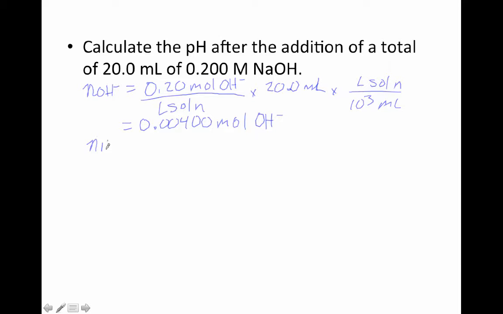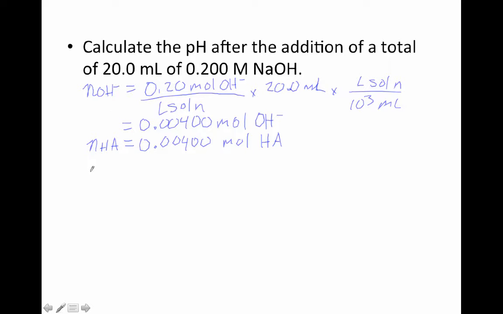We can compare this to the moles of benzoic acid that were in the flask at the beginning of the titration, which was also 0.00400 moles of benzoic acid. The fact that these two moles are equal means that we are at the equivalence point in this titration. When a total of 20 mL of sodium hydroxide have been added to the benzoic acid solution, enough hydroxide has been added to react with all of the benzoic acid. This means at this point in the titration, there is no benzoic acid left and there is no hydroxide left.